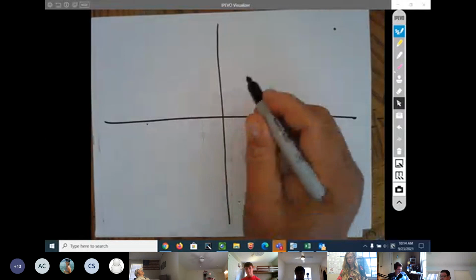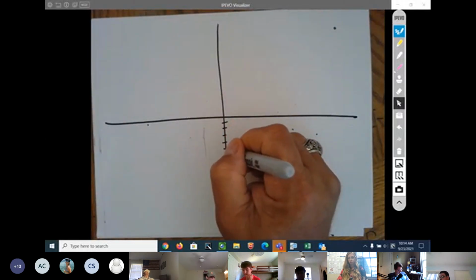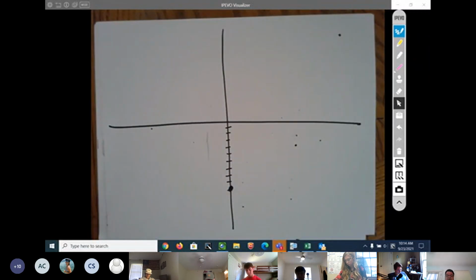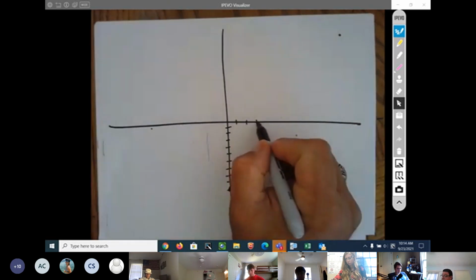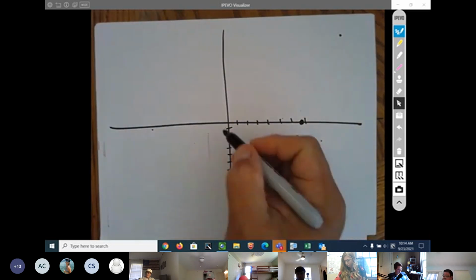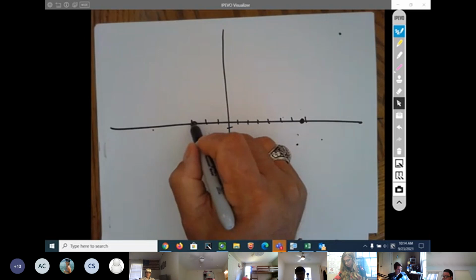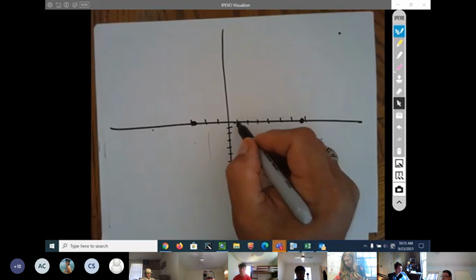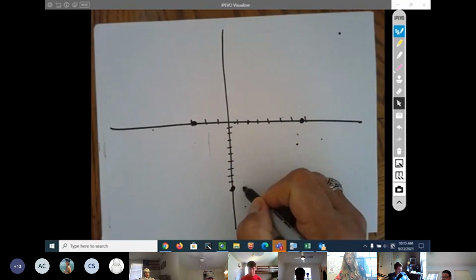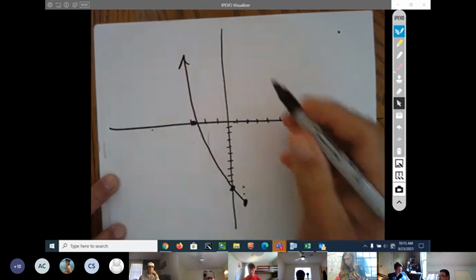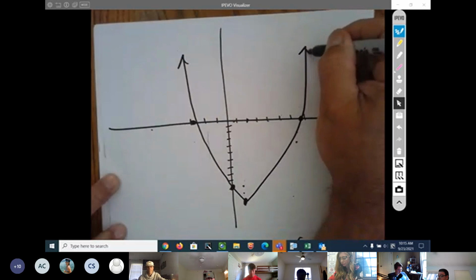And we got a y-intercept of -10. 1, 2, 3, 4, 5, 6, 7, 8, 9, 10. And we've got an x-intercept of 6.9. 1, 2, 3, 4, 5, 6, 7. And a -2.9. 1, 2, 3. And a vertex of (2, -12). That's 10, 11, 12. So you can see it is a little bit wider than a regular parabola.